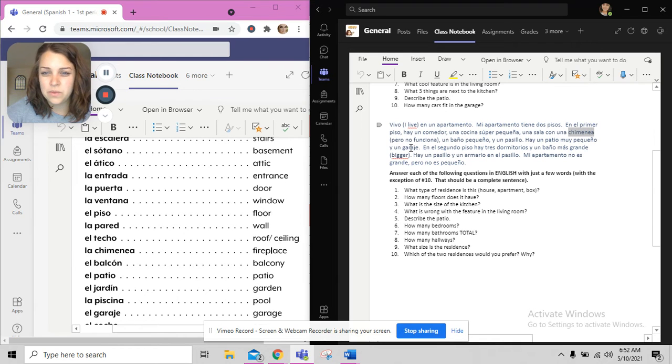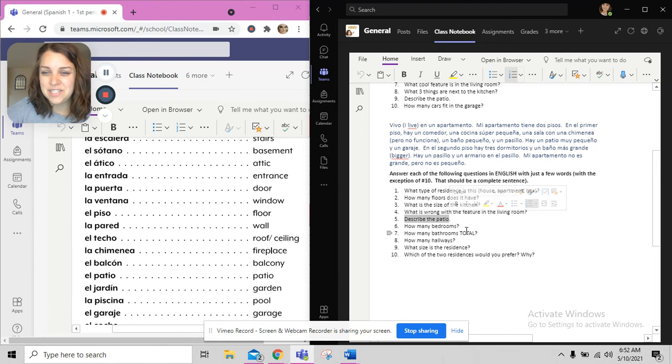But what's wrong with it? And it says pero no funciona. Now this word here, if you look at it, if you were to throw a T in there, it would look like function. No function. No function doesn't work. All right. So it doesn't work. It's broken. All right. So that's your answer for number 4.